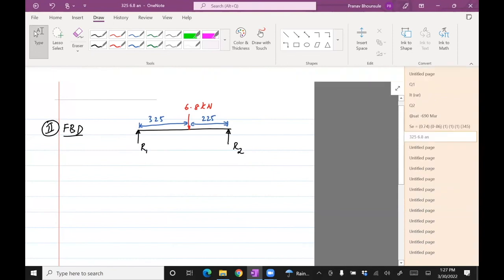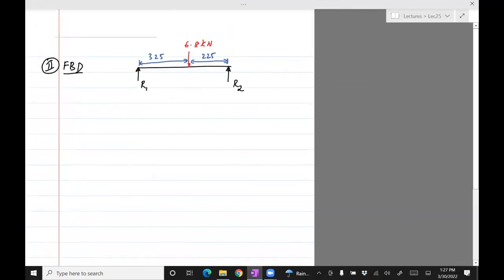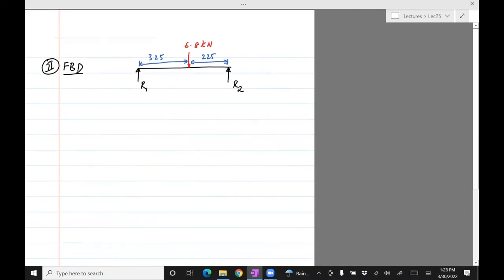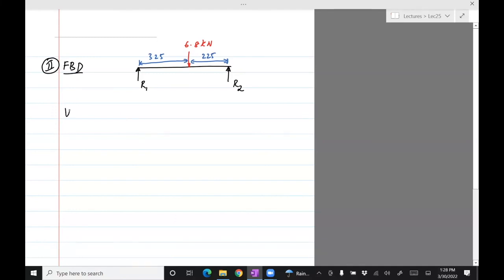Okay, now let me just skip computing R1, R2, but you know how to do it. It's just summation of forces in the y direction and taking the moments about any point and equating them to 0. So I'll skip that, but I'll give you the values for R1 and R2. Using summation of forces at some point equals 0 and summation of forces in the y direction is 0, gives me R1 equals 2.78 kilonewtons and R2 equals 4.02 kilonewtons.